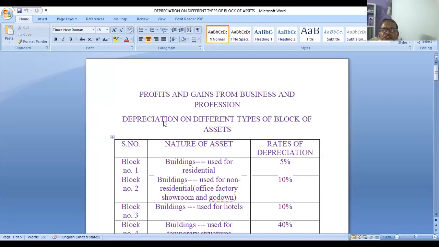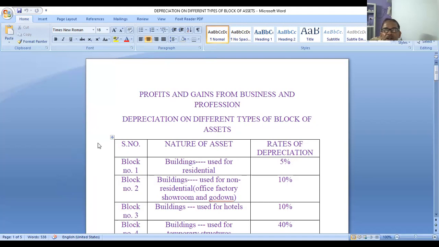Okay, so I'll show you the Word document. What are the different rates of depreciation? So this is a Word document: depreciation on different types of blocks of assets. Now we have block number 1. What is the nature of assets? Buildings used only for residential purpose. What is the rate of depreciation? 5%. This is block number 1.